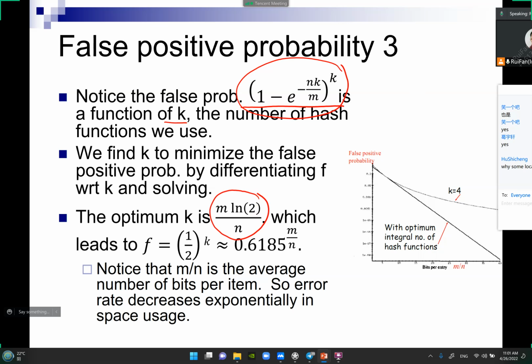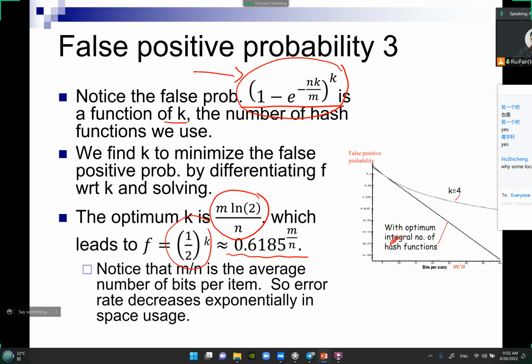Okay, it's m divided by n times log 2. And if you plug that k into this expression over here, you're going to see that the false positive probability is going to be this function like that, which in turn is equal to this.